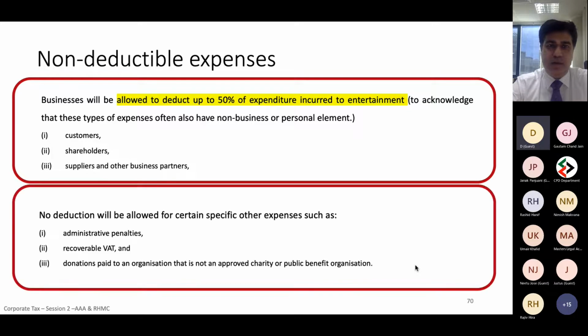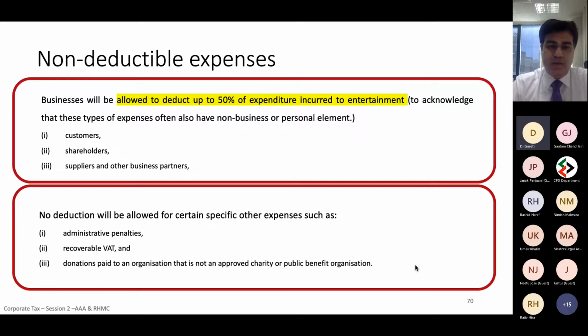So that's where non-deductible expenses come in. No deduction is allowed for certain or specific expenses such as administrative penalties. So if there are any penalties or fines, you can't take an income tax benefit. Recoverable VAT, so any VAT which is recoverable. Now this is quite an interesting point. Whether you recover or not is not the point they are referring to. Anything which is recoverable cannot be claimed.